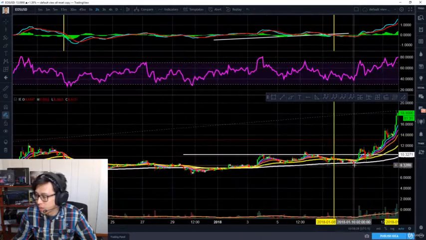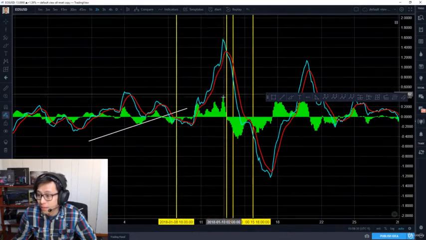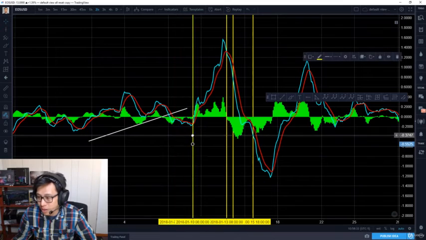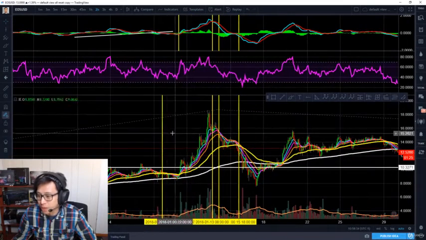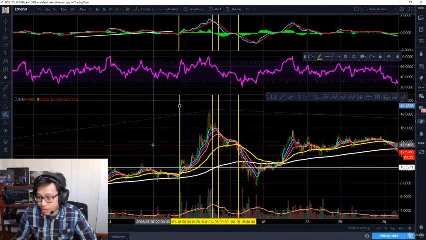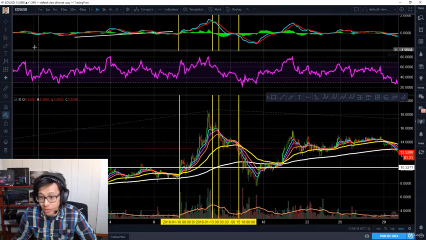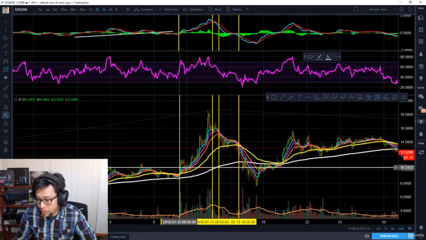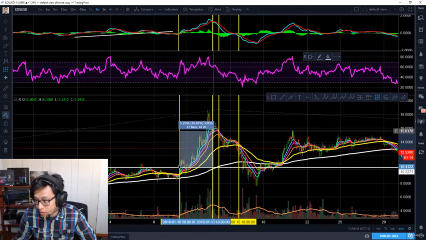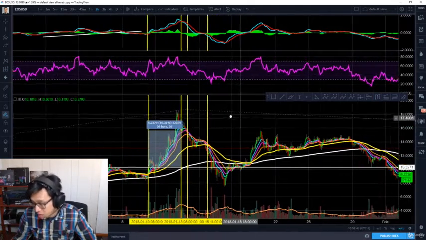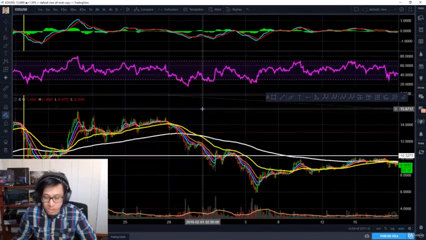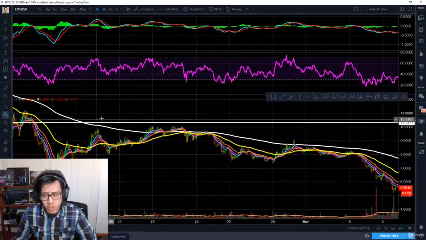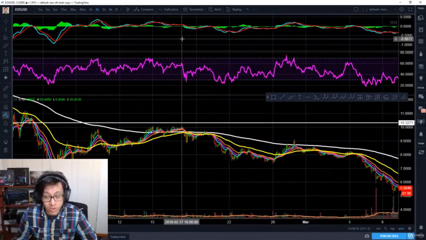Was it? Let me double check. No, it was this one right here. My bad. Yeah, so you would have bought on that breakout right over here, right? Which was that candle, right? And then you would have actually rode it to about this price point right there for an easy 50% gain as well.